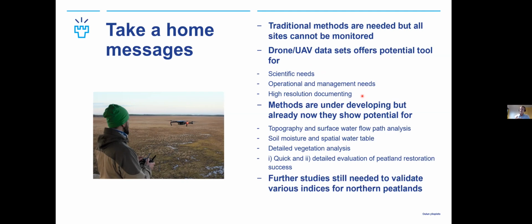So there might be some questions which we are not ready to answer now, but maybe in 10 or 20 years, we could use this high-resolution information again for answering some other questions. There are a lot of methods developing now, but already now they are showing potential that we can analyze the topography and surface water flow paths, soil moisture, spatial water table in the peatlands, vegetation analysis, and also provide quick and also detailed evaluation. But there are still further studies that need to be done, especially to validate these methodologies on the northern peatlands.